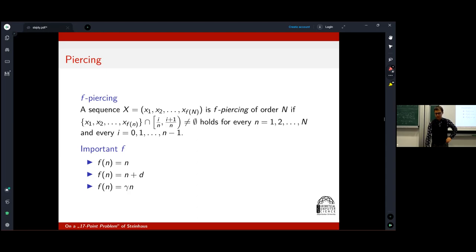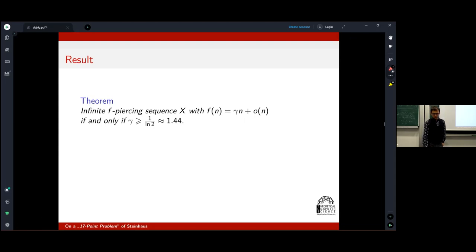And the question of function S is: what is the longest sequence S that is n plus d piercing. Okay, so I will use variable n always in this way. n will be the number of rounds. Because we will focus on the multiplicative constant, we will allow for some sublinear term, which will come in handy.